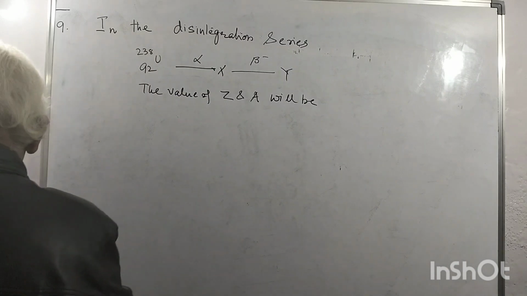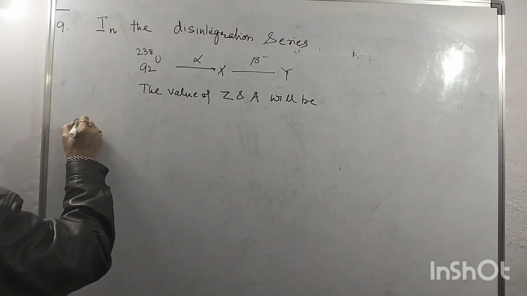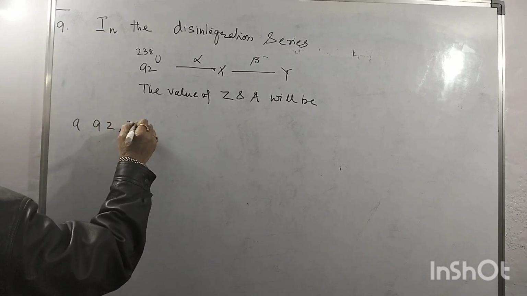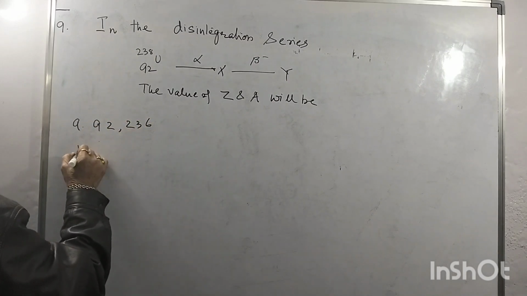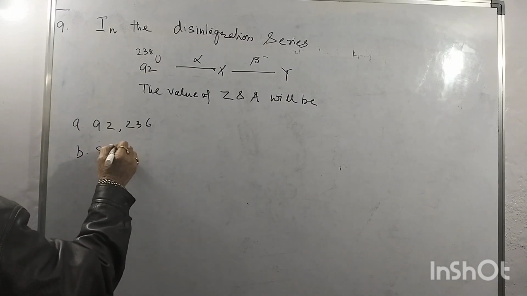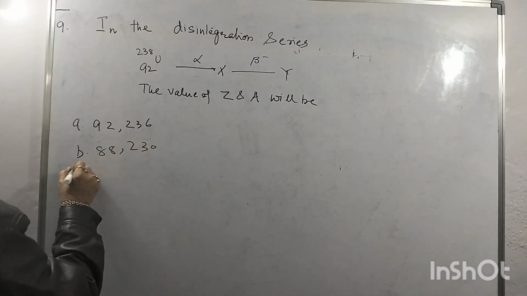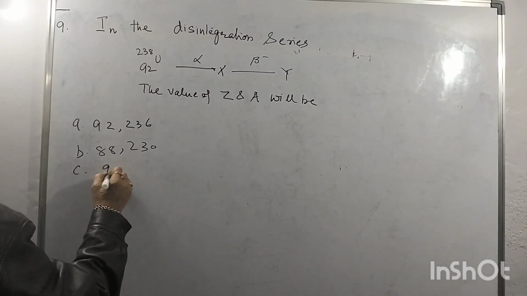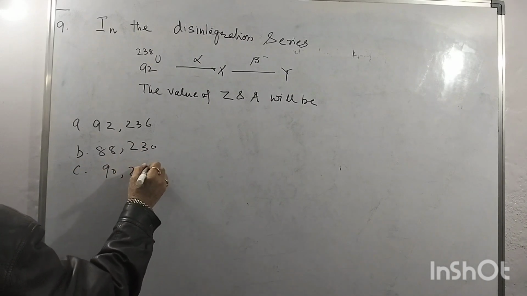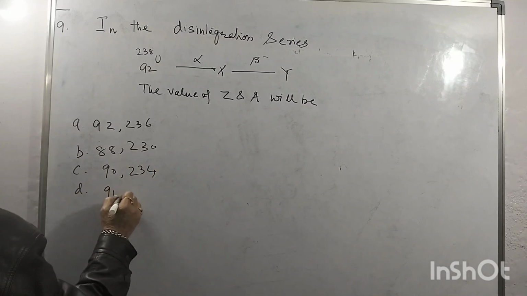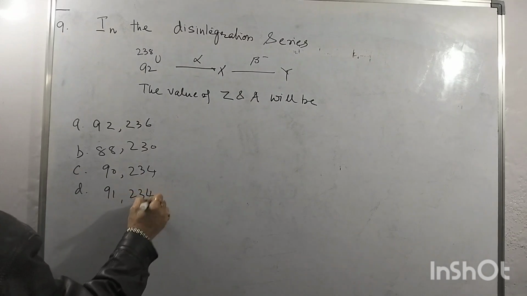Or I write the four answers. A is 92, 236. B is 88, 230. C is 90, 234. And D is 91, 234.